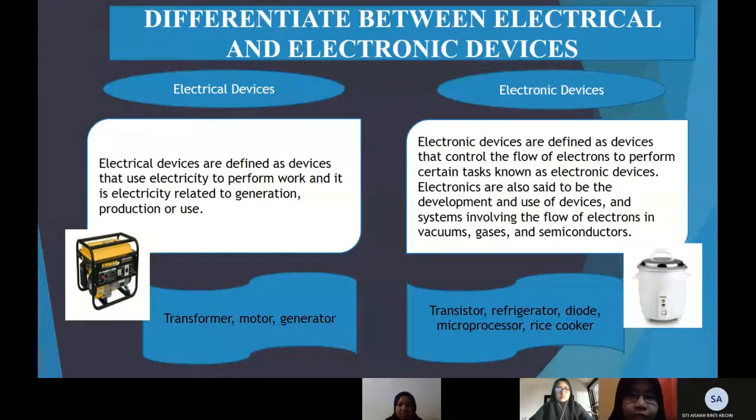Examples of electrical devices are transformer, motor, and generator. The examples of electronic devices are transistor, refrigerator, diode, microprocessor, and rice cooker. That's all for me. I will pass to the next presenter, Nelly.